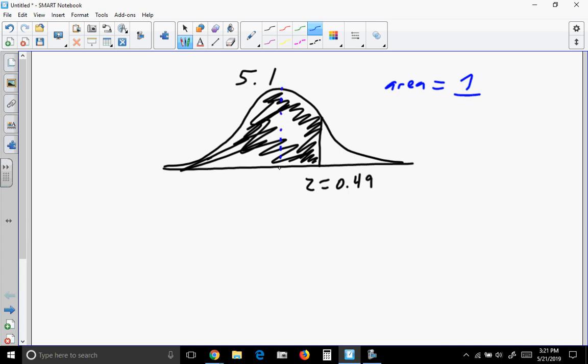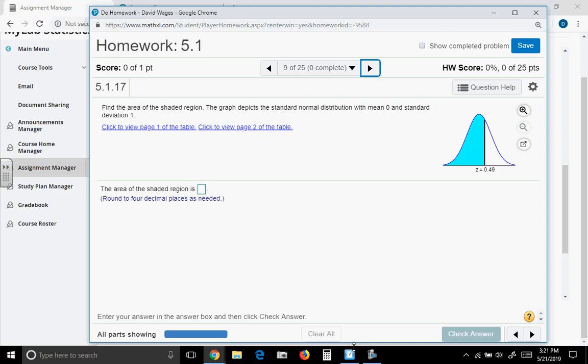The mean of this distribution is 0, and the mean is in the middle. And z stands for the number of standard deviations from the mean. So a z of 0.49 means 0.49 standard deviations to the right of the mean. So we want to find out how much area is enclosed to the left of there. So we have a table for that.